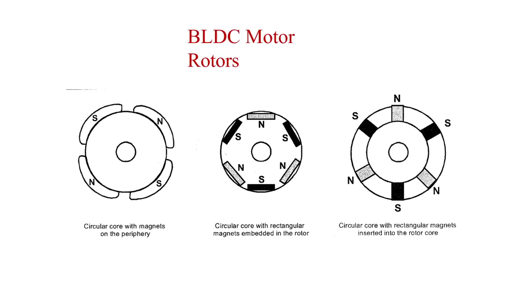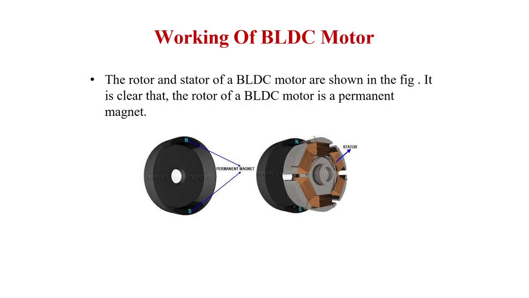Now let us see the rotors of a brushless DC motor. Three diagrams are shown here. The first diagram shows a circular core with magnets on the periphery. The second shows a circular core with rectangular magnets embedded in the rotor. The third shows a circular core with rectangular magnets inserted into the rotor core.